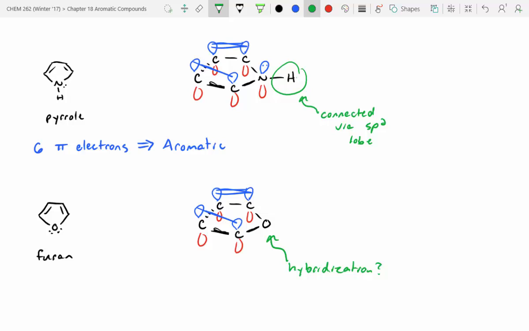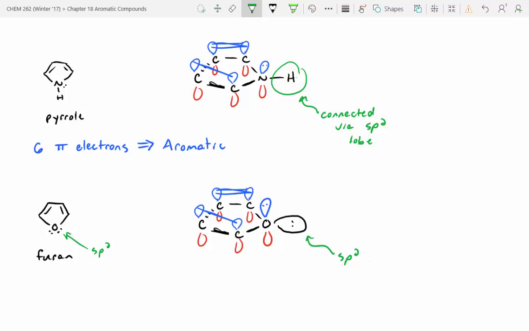So if we look at this one, it's a little bit weird, but one of the lone pairs is in this p orbital, and then the other lone pair is actually hanging out in this sp2 lobe. So that means that this oxygen is sp2 hybridized. Why is it not sp, or why can it not be sp? That'd be linear. It would have to be linear. Yeah, that's a good reason.